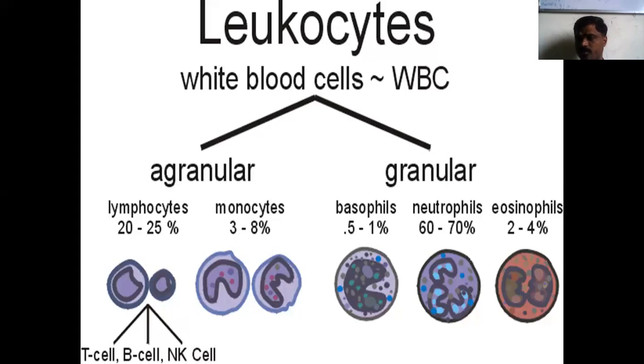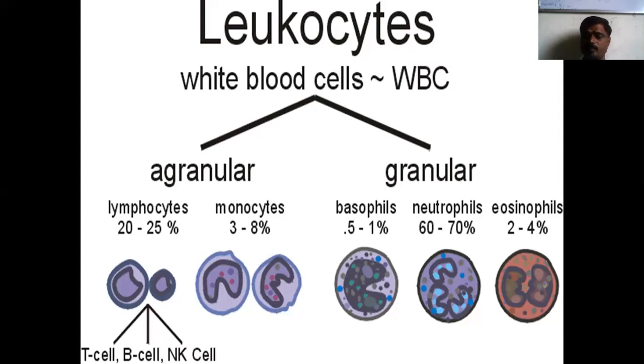In case of WBC, if you go to a clinical or pathological lab and give your blood for a CBC count, a complete blood count, all these numbers you can see on the report within the range. The range of that particular granulocytes and agranulocytes is in front of you in this slide.